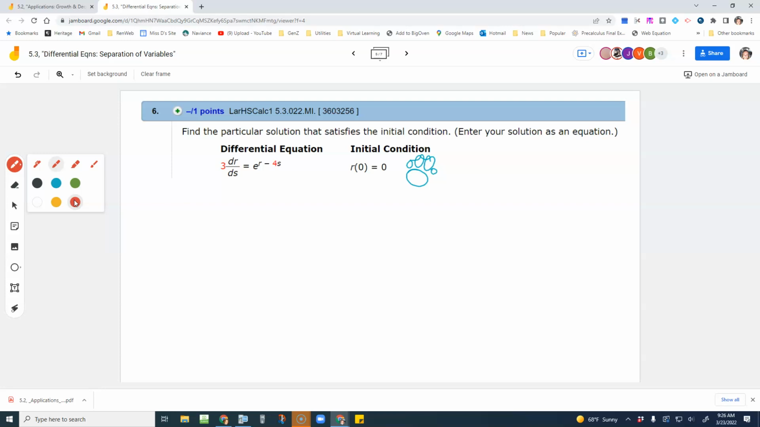I know the letters are different, but the idea is not. I have to split up what? What am I separating first? Yeah, the dy dx, or in this one, it's the dr ds.